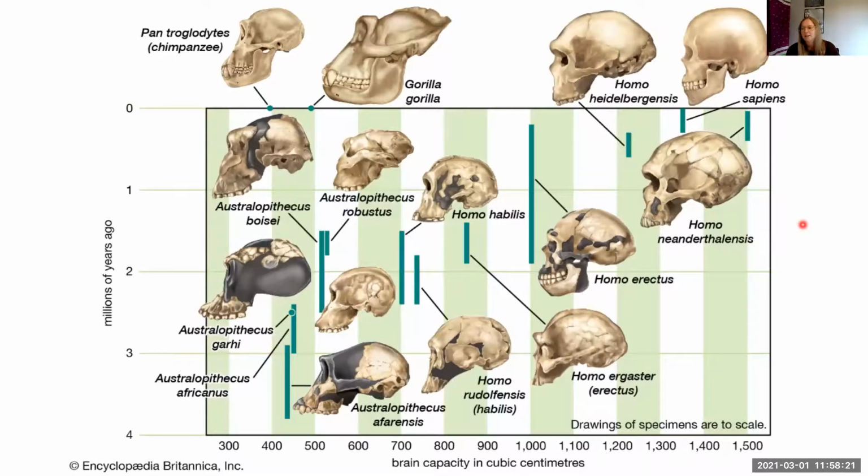Here we have a comparison of the brain capacity in centimeters, that's down the x-axis, and then the millions of years ago that these organisms were alive on the y-axis, with the oldest being 4 million and the newest being 0, that's today. What's the trend you see in brain capacity? It's getting bigger, right? So if you were to put a best fit line, it would go right across here.